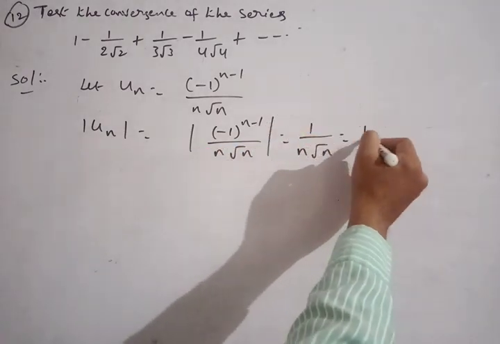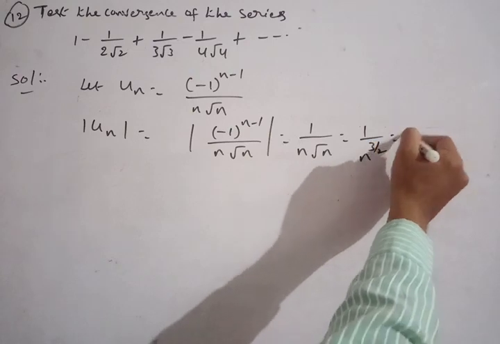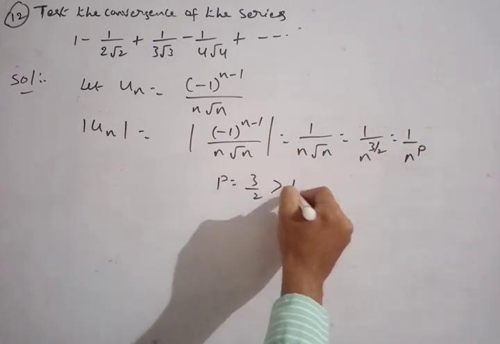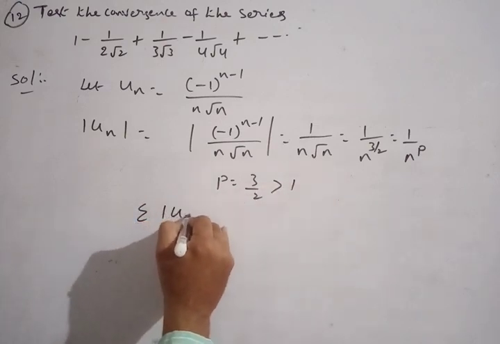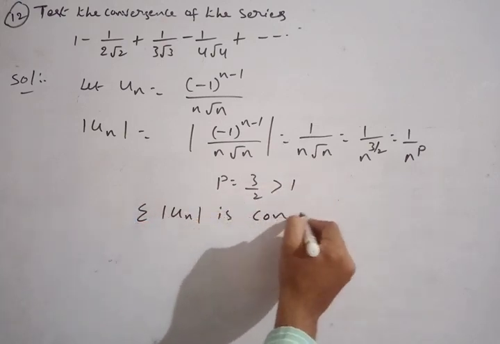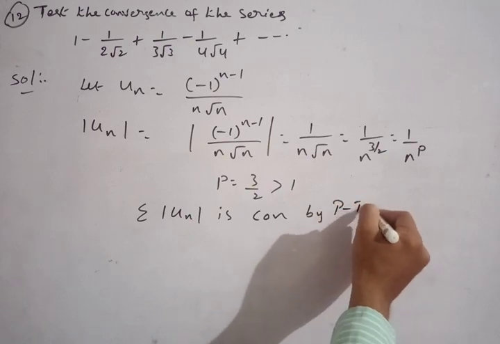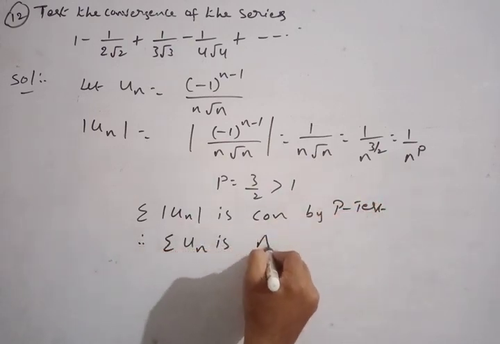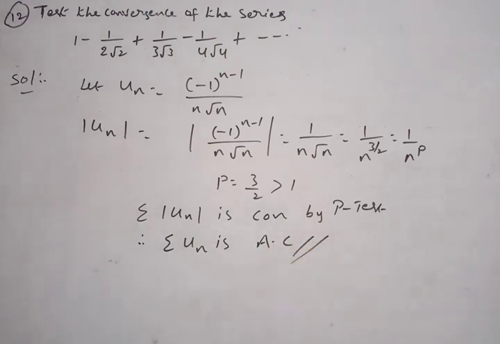That is directly in the form of 1 by n^(3/2), which is 1 by n^p form, where p equals 3 by 2, which is greater than 1. So sigma mod u_n is convergent by which test? By p test. So therefore sigma u_n is absolutely convergent. That's it. Simple problem it is.